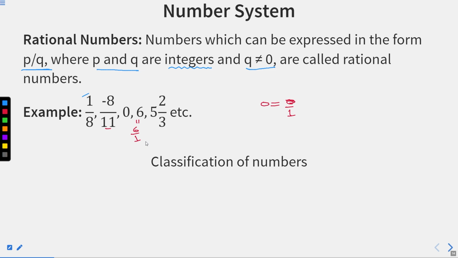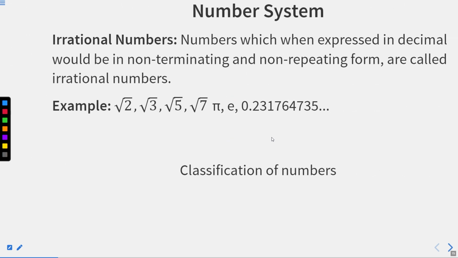What about this mixed fraction? This can be written as 5 plus 2 upon 3, that comes out to be 17 upon 3, where 17 is an integer and 3 is an integer. So 17 upon 3 is going to be a rational number.